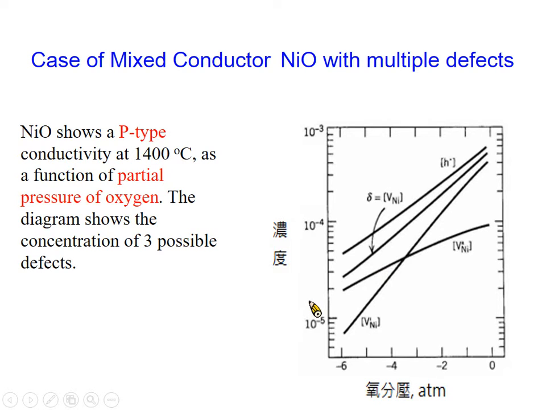Okay, then the question is how the defect reaction equations can be written for this. So take out your pen. I give you 30 seconds. Then you can write out the defect reactions of nickel oxide.